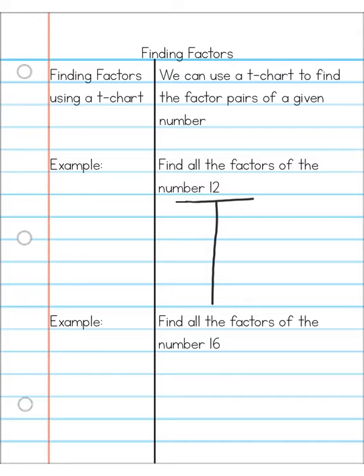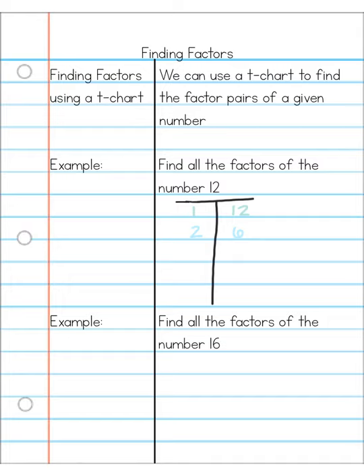And I always want to start with the number 1 and the number I'm looking for. So I always want to start with 1. And what can I multiply by 1 to get 12? Well, I can multiply 1 times 12. So 1 and 12 are both factors of 12, and 1 and 12 together make a factor pair. I can also multiply 2 by something to get 12. Well, I know I would multiply 2 by 6 to get 12. So 2 and 6 are both factors of 12, and 2 and 6 are a factor pair for 12.